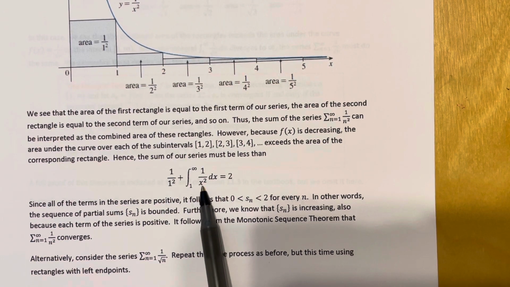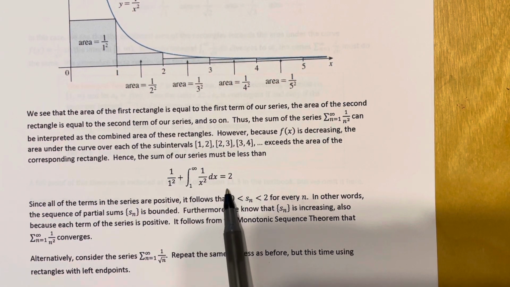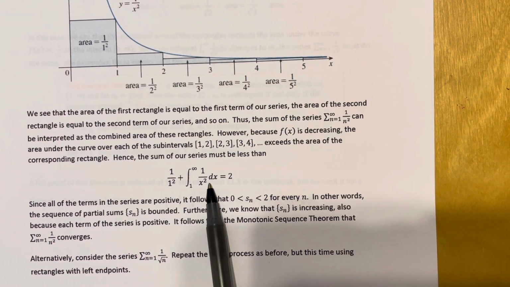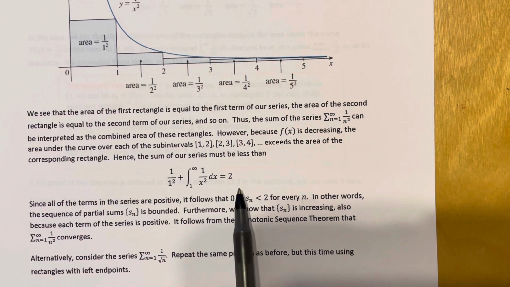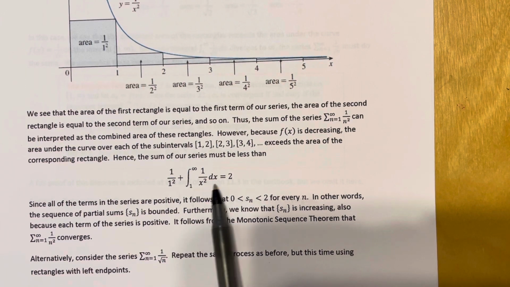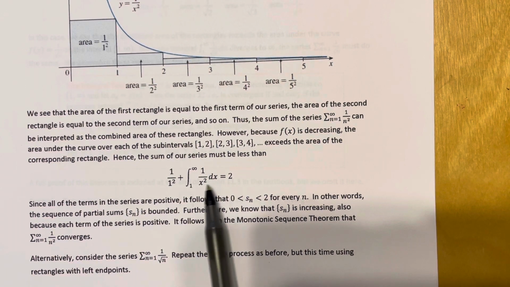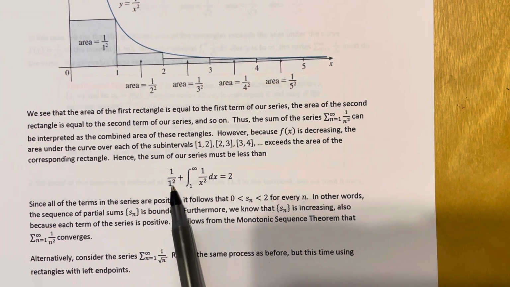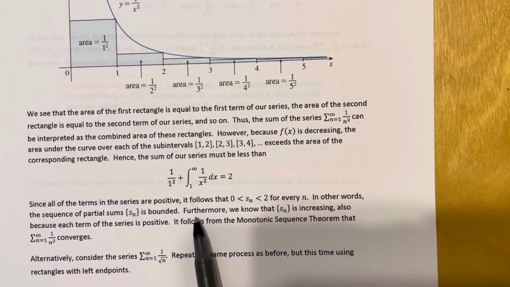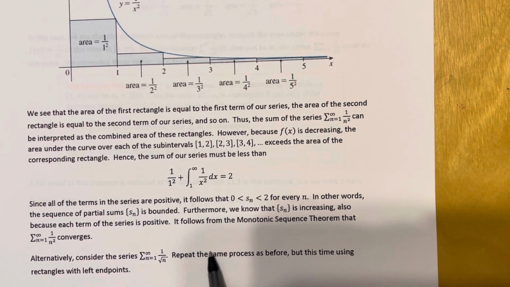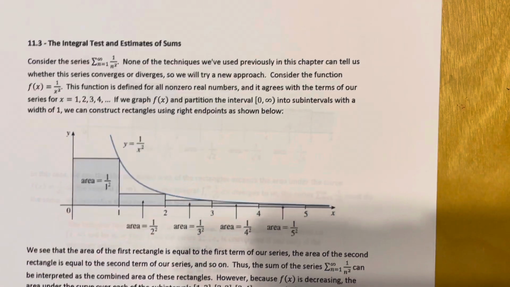This improper integral we have evaluated back in chapter 7. We looked at improper integrals. It comes out to just 1. So this is 1 plus 1, or 2. Because this is finite and the sum of my series is necessarily less than this, then my series must also converge. By using that integral, we just showed that this original series right here is convergent.